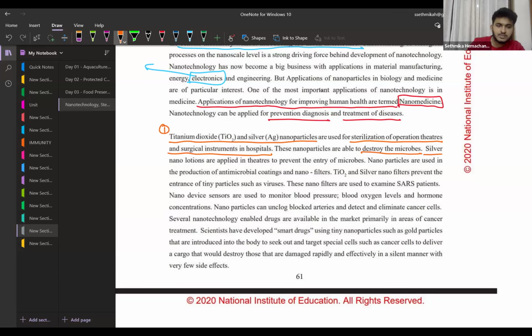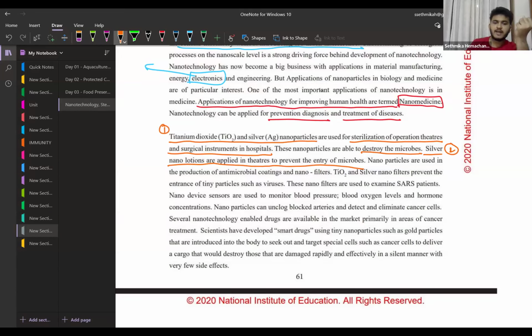The silver nanolotions are applied in theaters to prevent the entry of microbes, right? So again, you get silver nanolotions as well, right? So, silver nanoparticle is very important to destroy microbes and it's very important for sterilization.